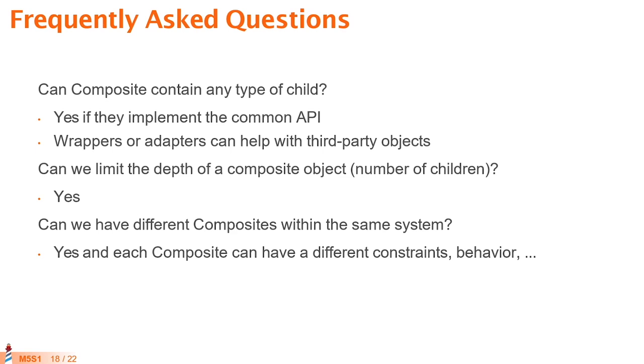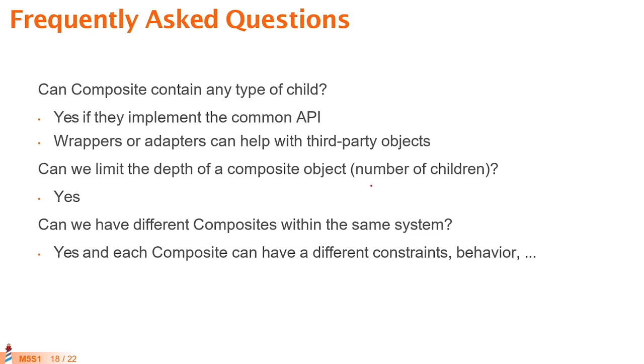There are some frequently asked questions about the composite design pattern that we can review now. Can the composite contain any type of child? Yes, definitely. The only thing that we need to take care of is that they implement a common API. And for example, sometimes this is difficult when you want to introduce in your composite objects that come from third-party libraries. So it means that perhaps you will need some adapters or wrappers to enforce this common API on these third-party objects.